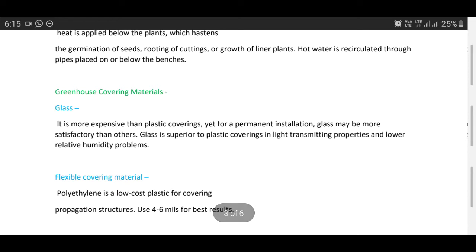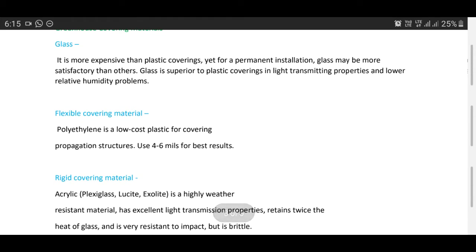First one is glass. It is more expensive than plastic coverings, yet for permanent installation, glass may be more satisfactory than others. Glass is superior to plastic coverings in light transmitting properties and lower relative humidity problems. Such structures are known as glass houses. Flexible covering material. Polythene is a low cost plastic for covering propagation structures. Use 4 to 6 mils for best results. If you are using polythene, then it is called a poly house.